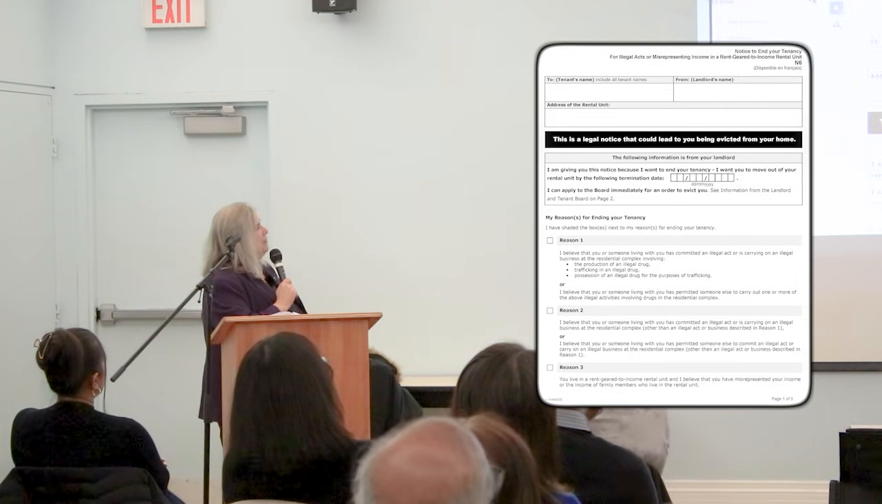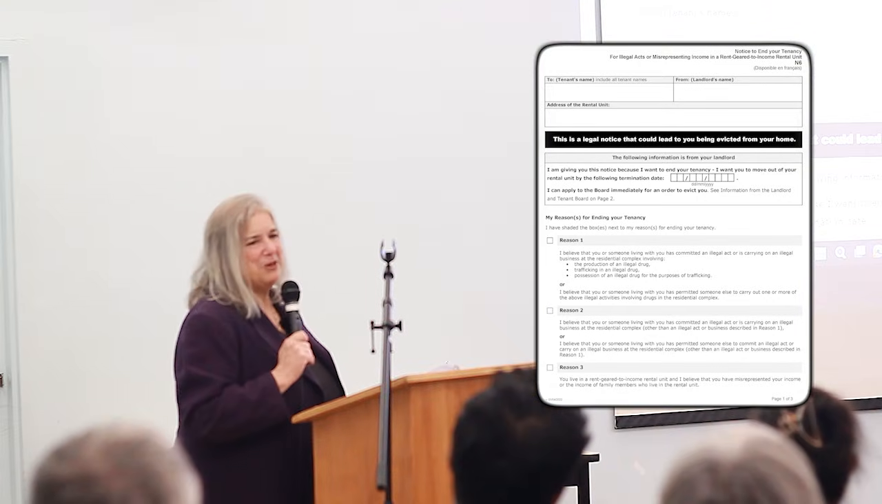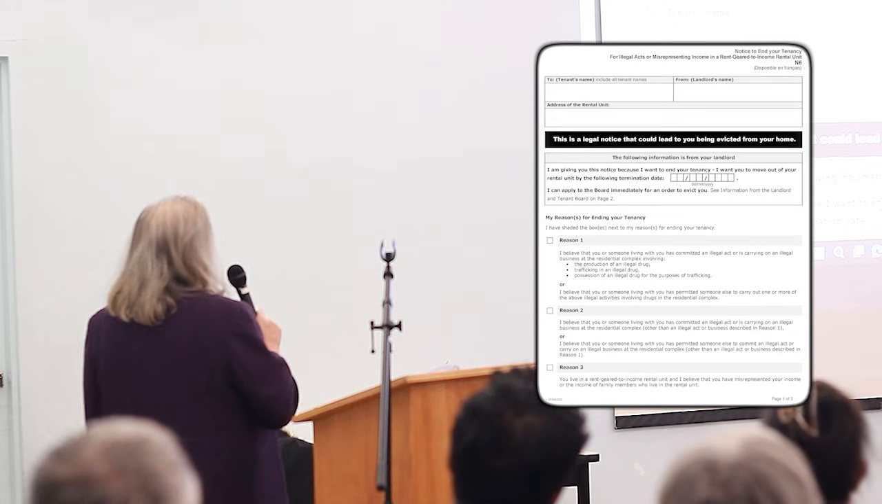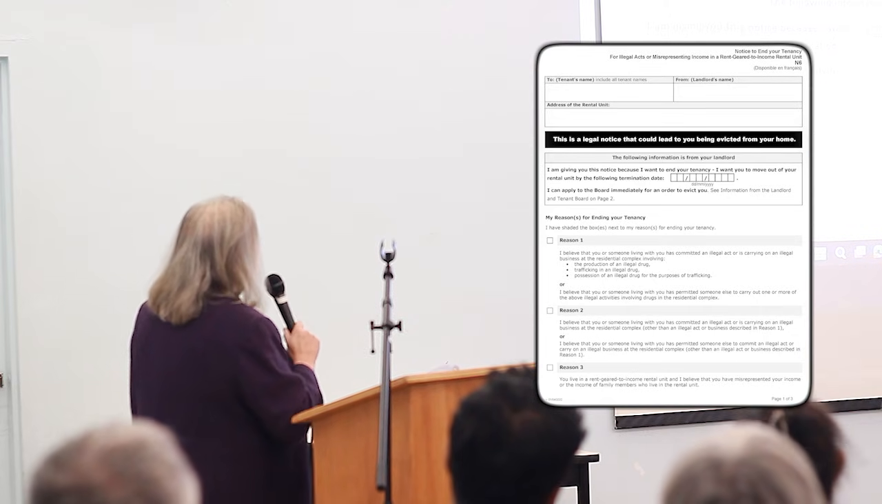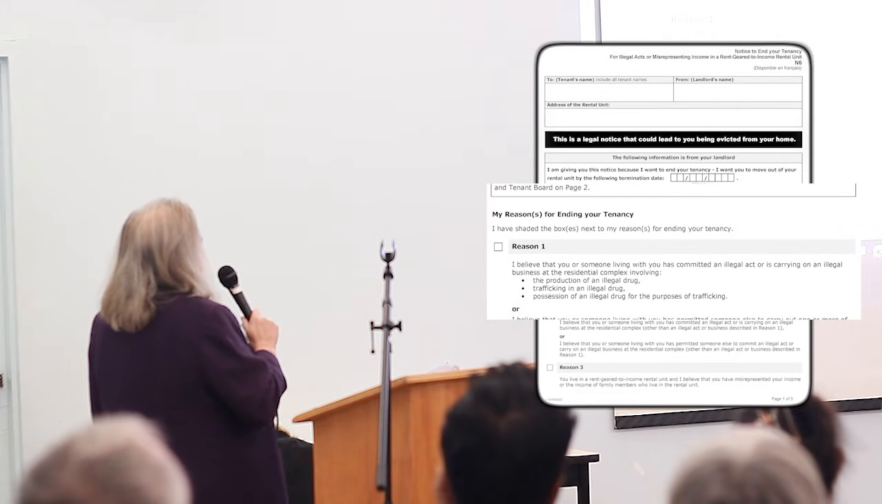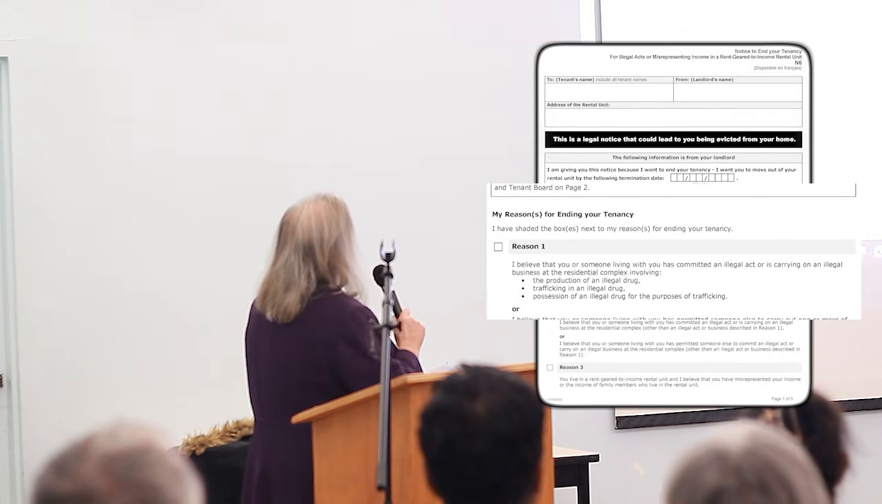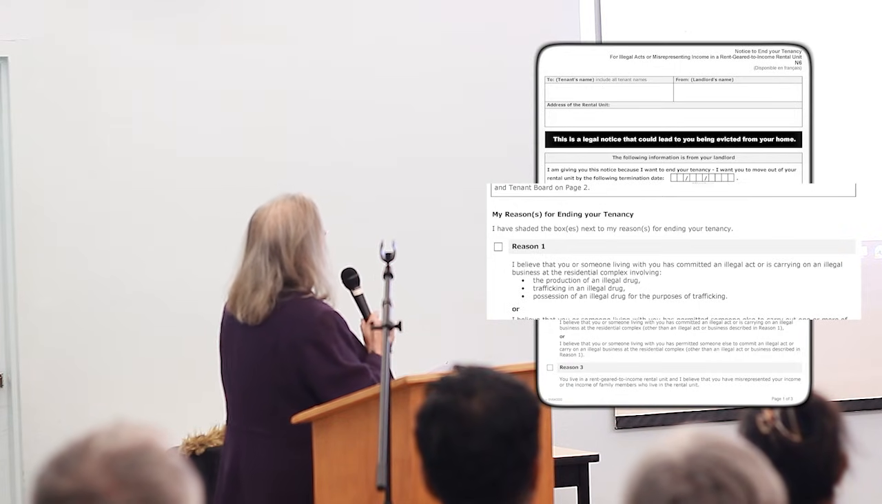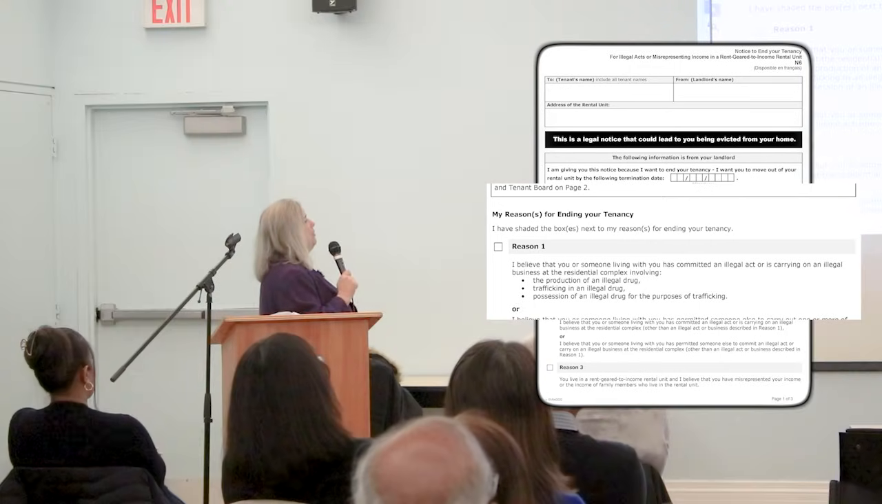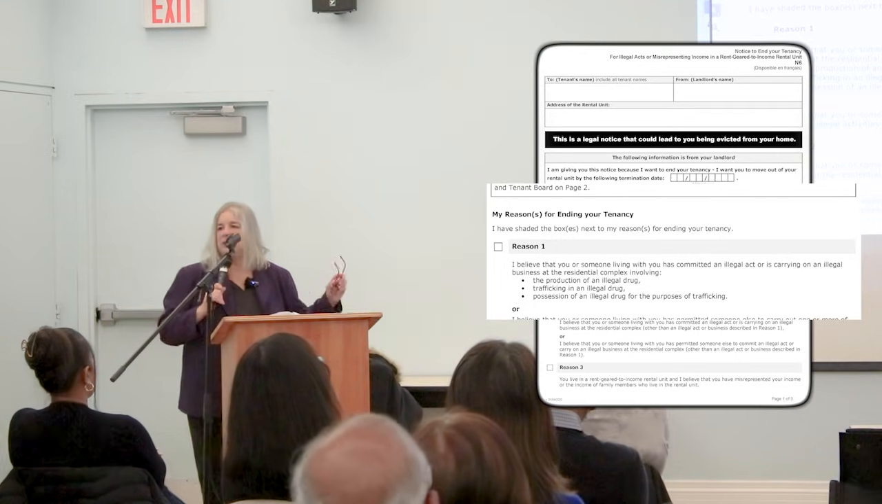So this is the one that's really set up for drugs, and yet it's not always the best one to use. So why? I'll tell you why in a minute. So in N6, the reasons, under reason 1, I believe you or someone living with you has committed an illegal act or is carrying on an illegal business at the residential complex involving the production of an illegal drug, trafficking in an illegal drug, possession of an illegal drug for the purposes of trafficking. So it seems on the face of it that this would be the right notice to use.